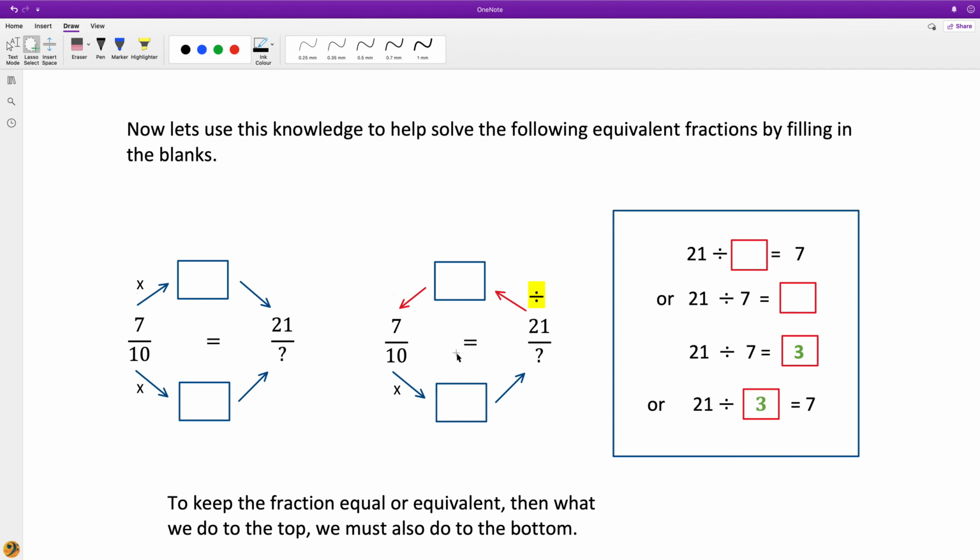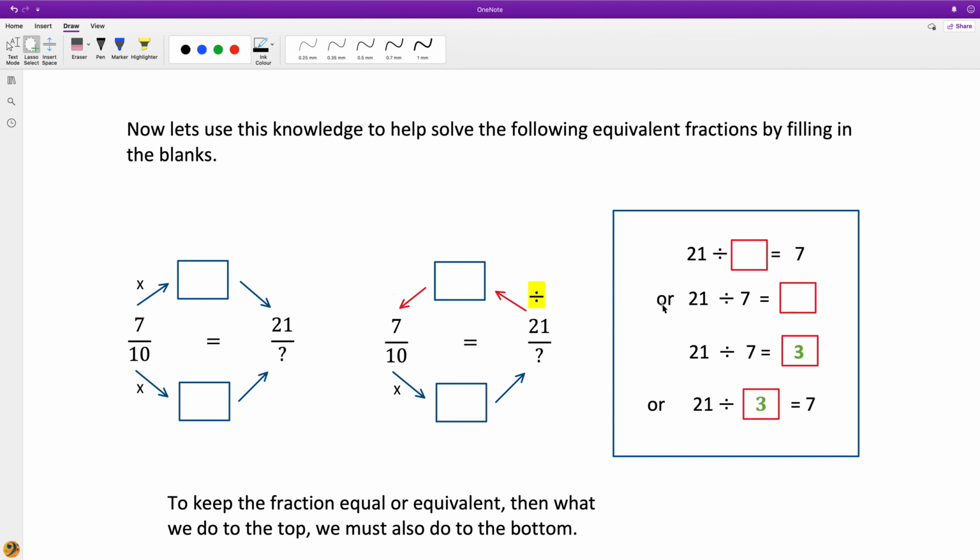So if we go this way, we do 7 times blank to give us 21. We can actually go back the other way and say 21 divided by a number will give us 7. That's also a way in this problem where we can try and work out our magic number here. I've just popped that over in the box here: 21 divided by something gives 7.